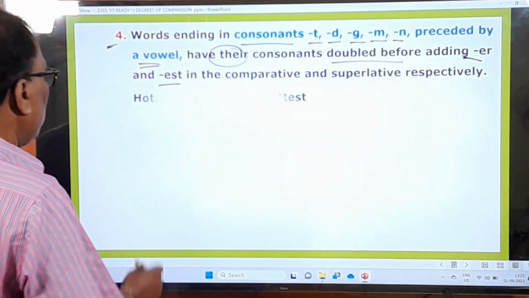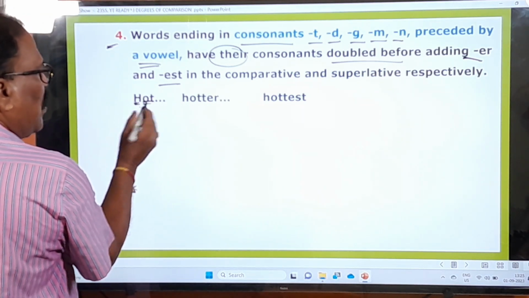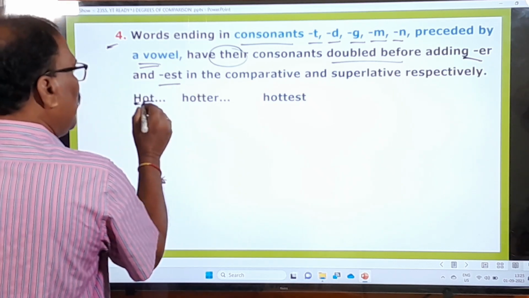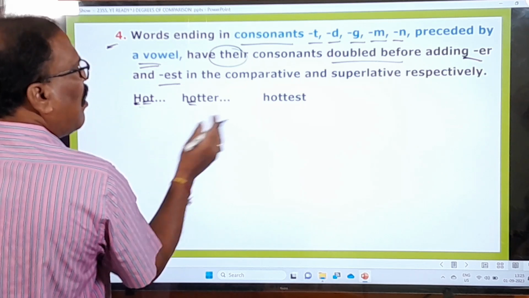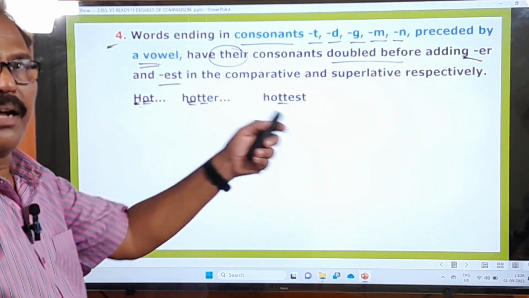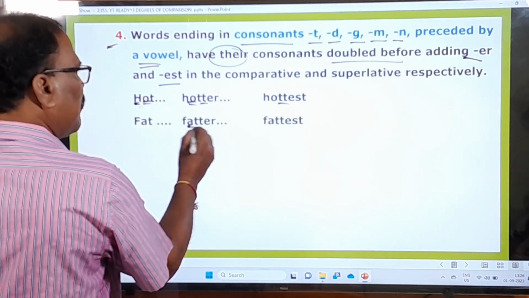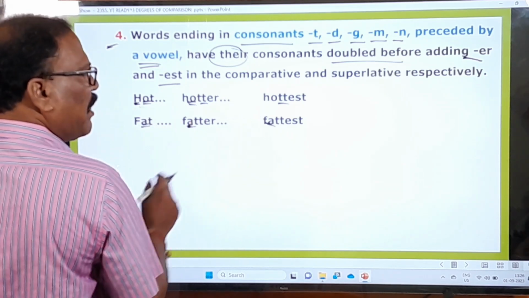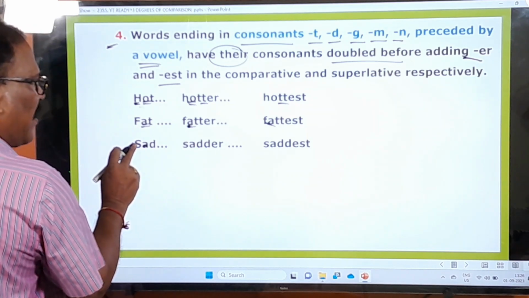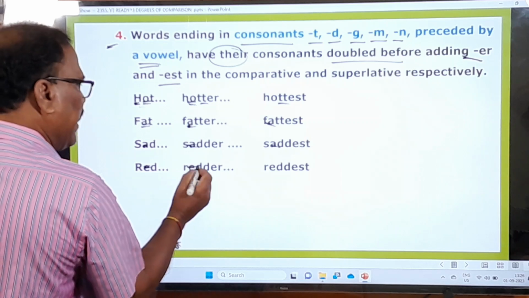Here, let me say, heart. It is ending in t, that's a consonant, and before this there is a vowel. When you change it to comparative, this last consonant will be doubled, and after that you add er and est. Hot, hotter, hottest. Clear? Like that all others are there. Fat, fatter, fattest: the last one is getting doubled. And here sad, d is there, with a vowel before it. Sadder, saddest. And here red, redder, reddest.